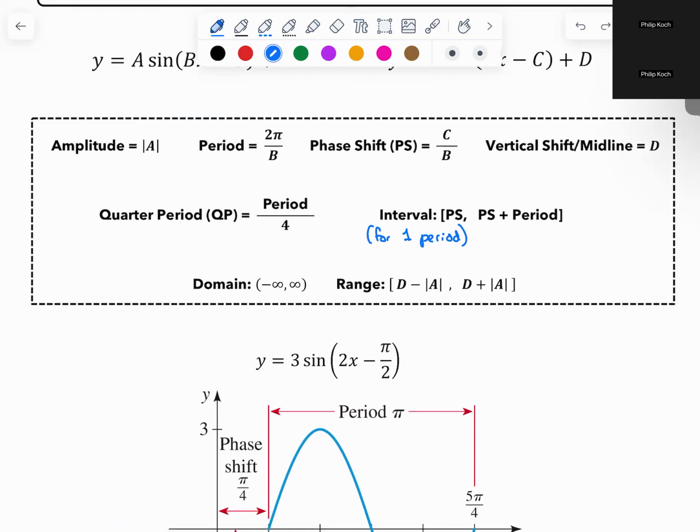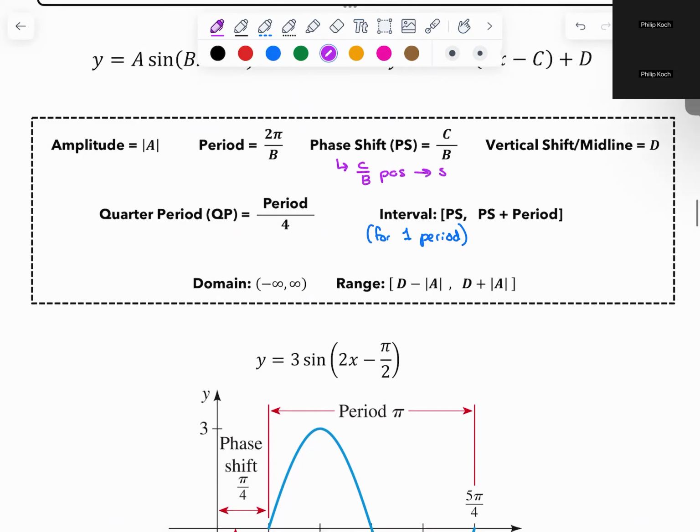And c over b positive implies shift right. And if c over b is negative, we're going to shift left by that amount. The d value is your vertical shift. It's how much you're going up or down. D positive.